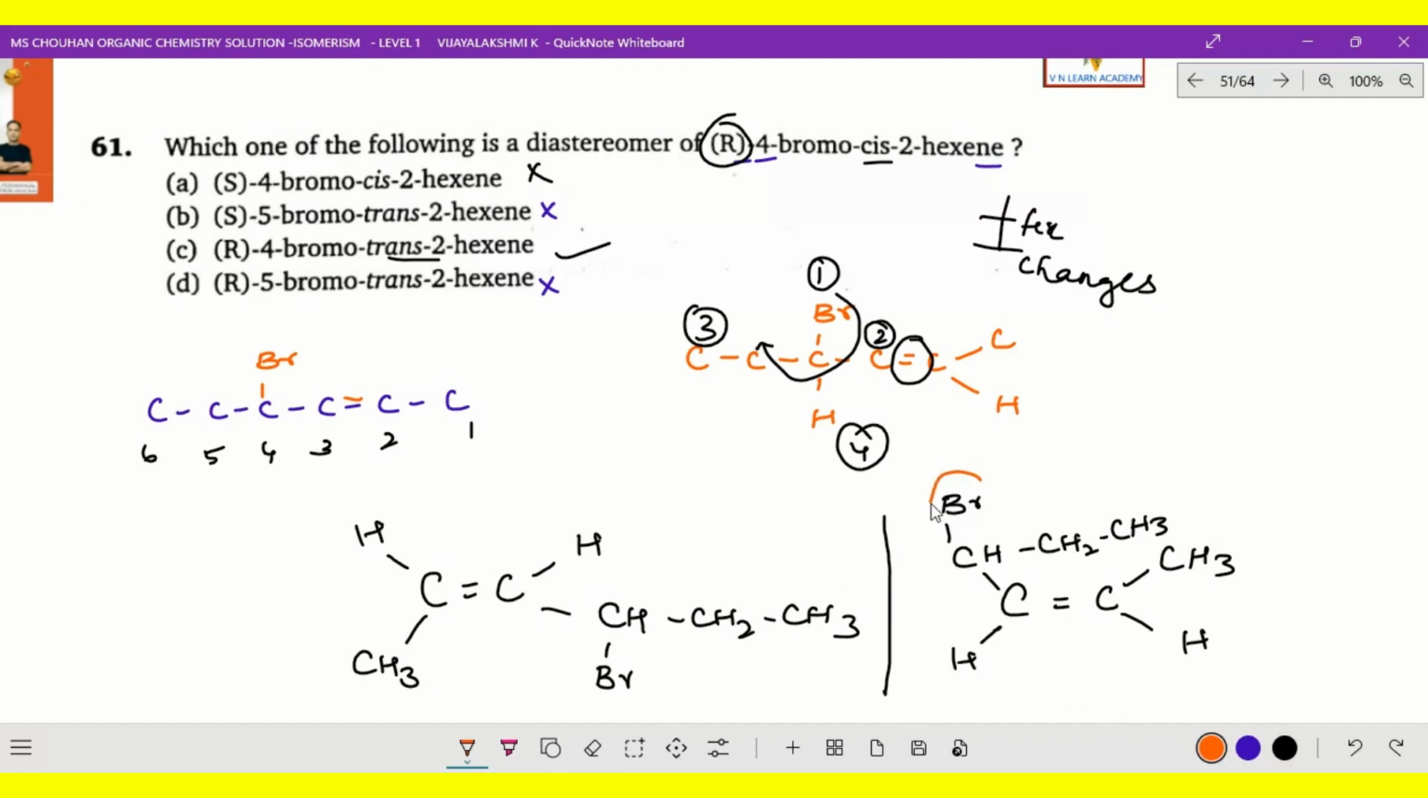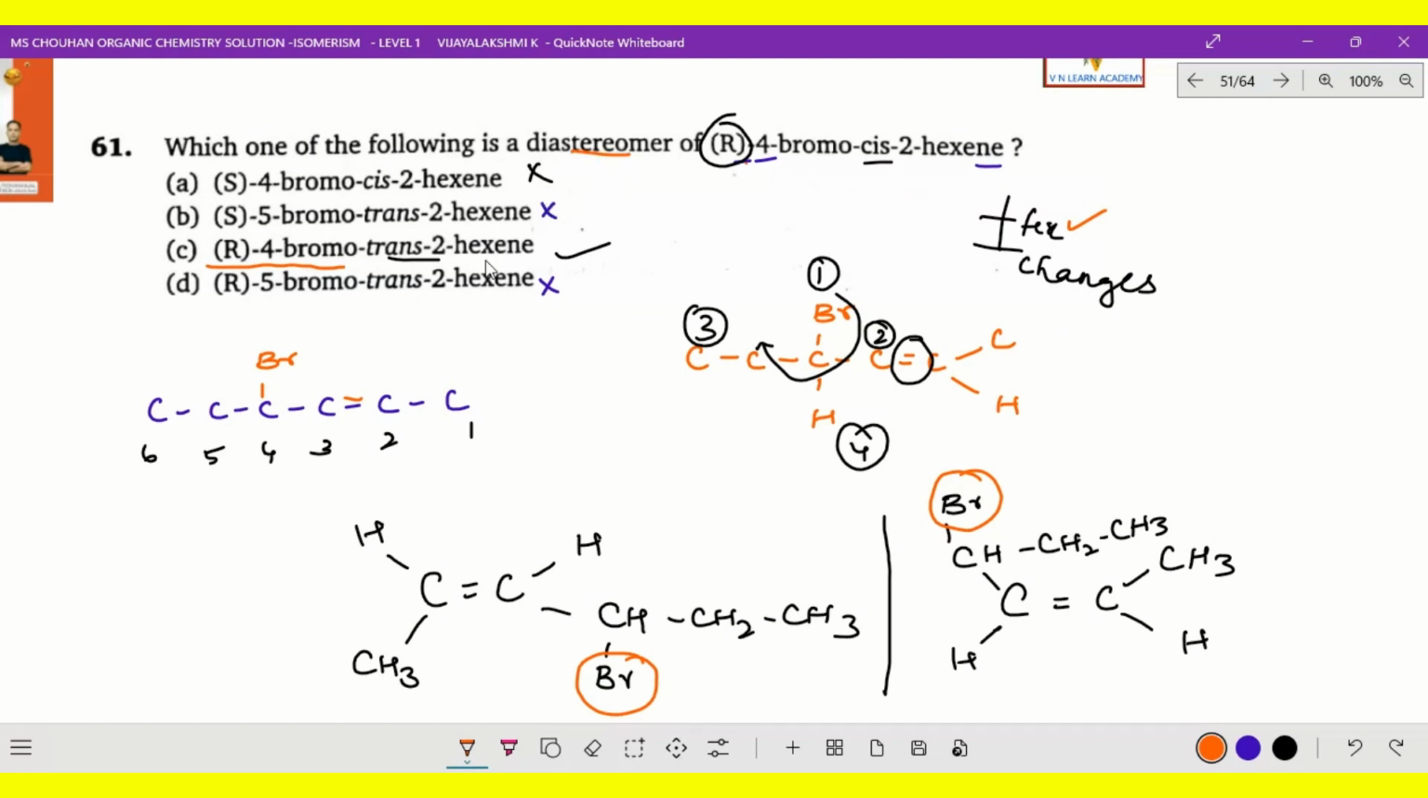Now this bromine is here, on this side, upwards. Here bromine. So cis, trans. So R 4 bromo cis 2-hexene means the same R bromo only. See here, same R bromo only, trans 2-hexene. That's all. It's easy, simple. This is a diastereomer. Diastereomer is nothing but: the same atoms are attached to the carbon, one is fixed, the other one will be changing position. That is called a diastereomer.